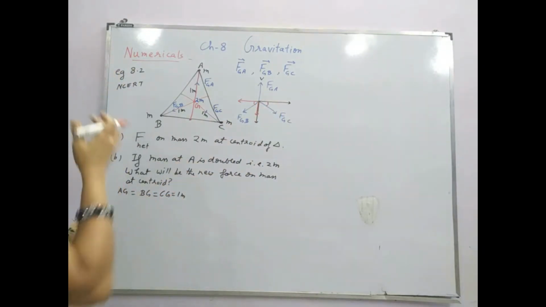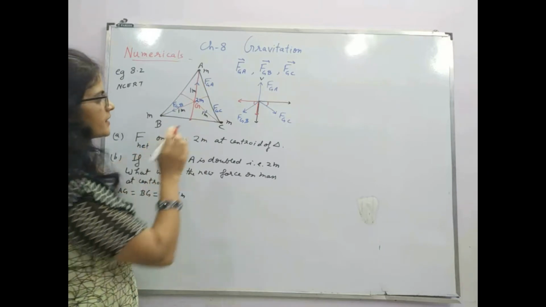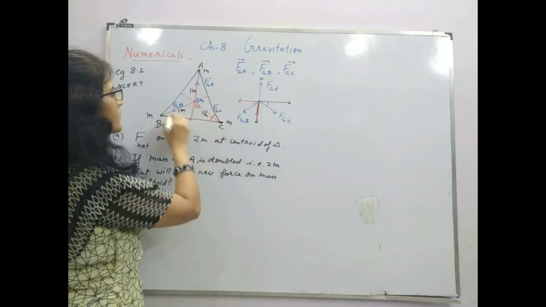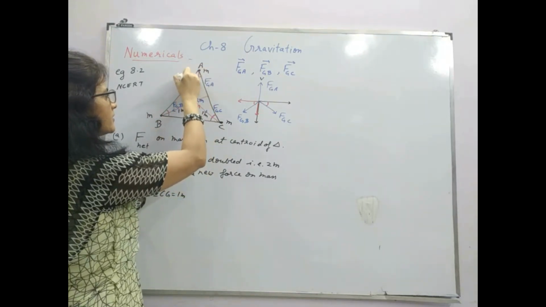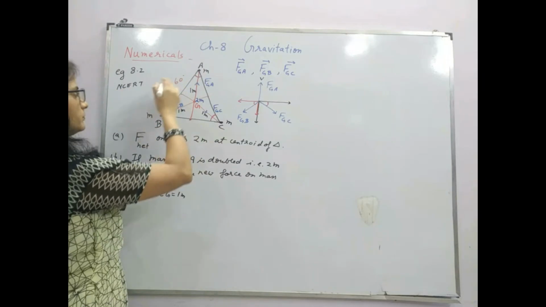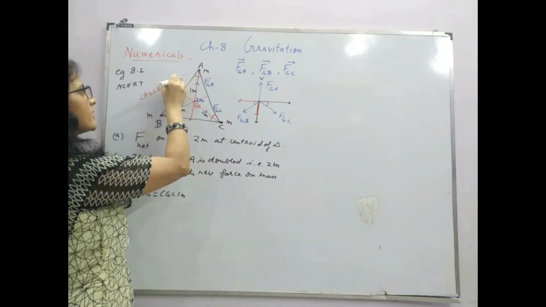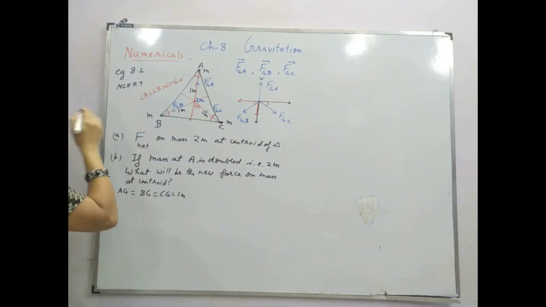This is an equilateral triangle. So all these angles will be 60 degrees. So I can say that these are 60 degrees. Angle A is equal to angle B is equal to angle C, right? Because this is an equilateral triangle.